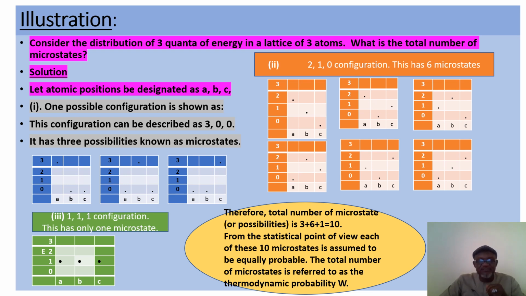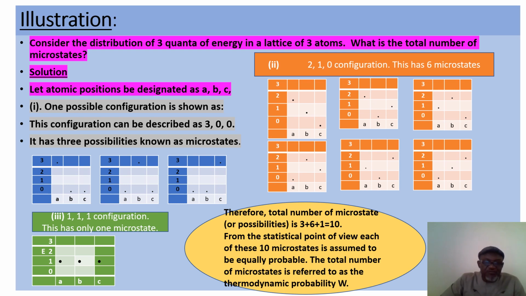Now consider this distribution of 3 quanta between 3 atoms. So we're going to look at the possibilities. Let me explain this. Imagine 3 students are going to share 3 oranges. That's what it means. Now the first possibility, which is this first one: let atomic positions be designated A, B, C, that is the oranges.